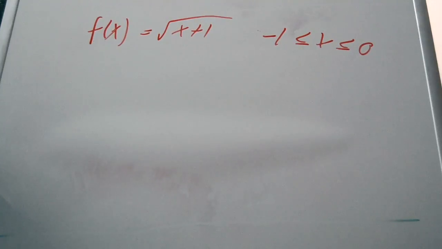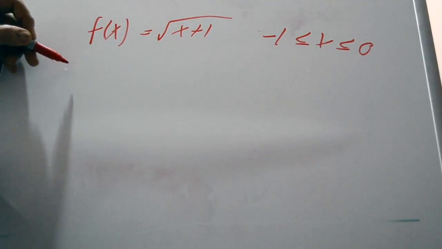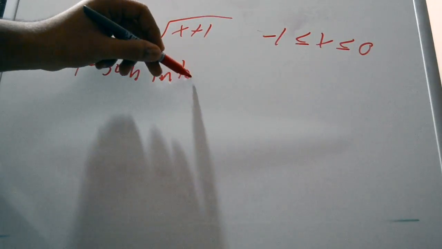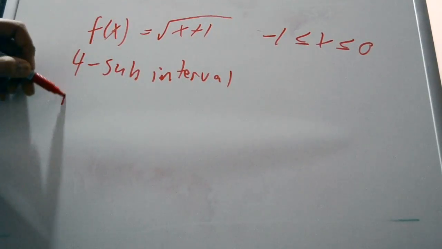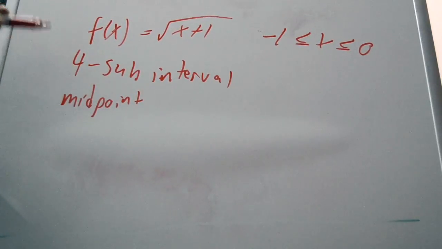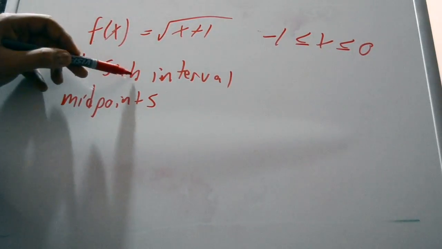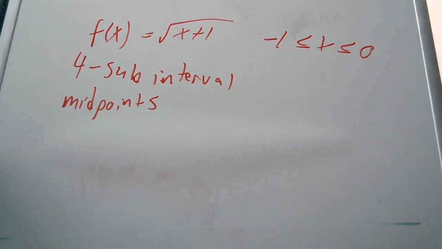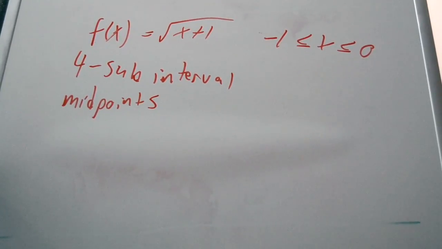I want you to use a Riemann sum using 4 subintervals, and as I said before, a midpoint. So use midpoints, a midpoint Riemann sum. You can pause it right now. I'll pause it right now as well, and you can tell me the answer after you pause it.